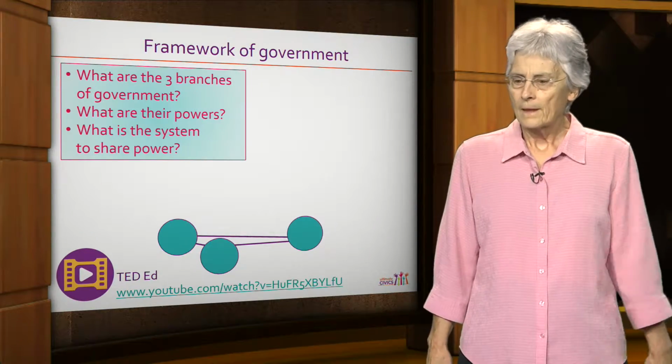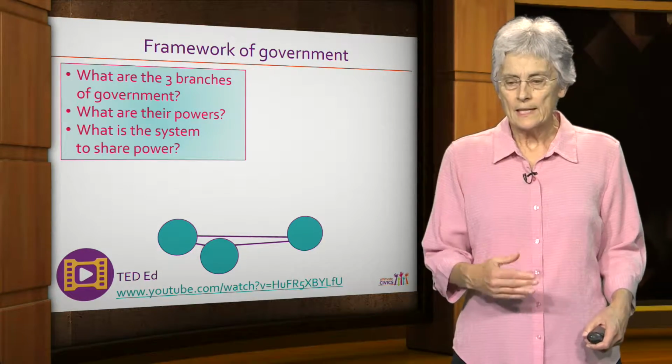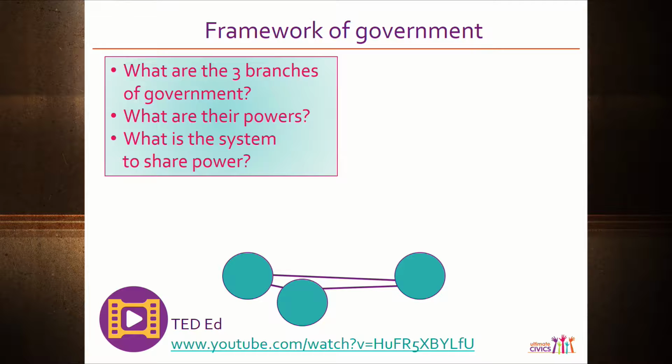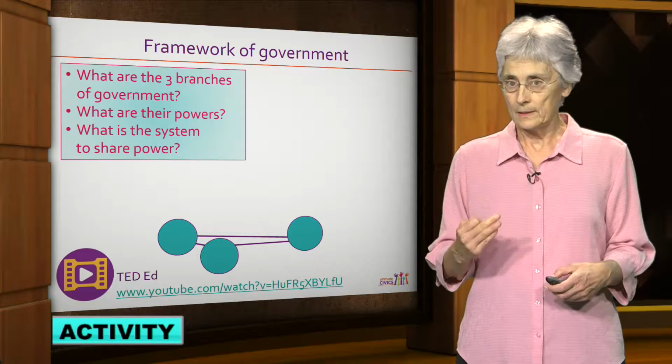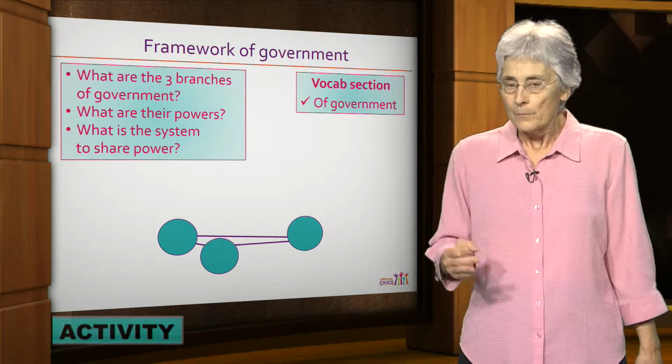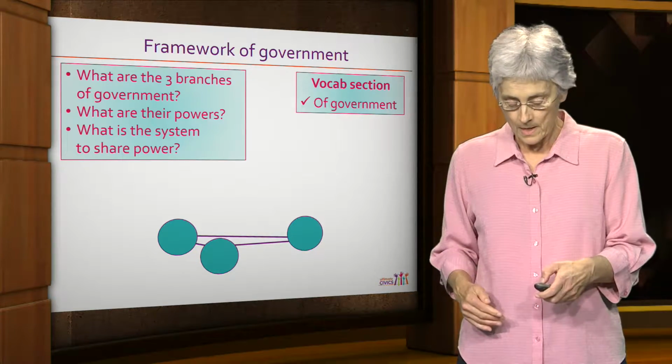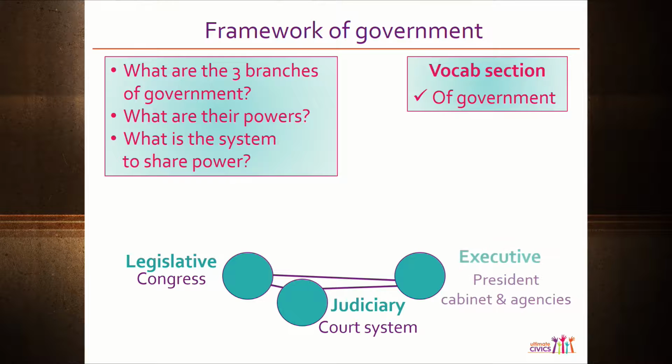We are going to look next at a TED Ed film that explores how is power divided in the United States government. We will follow that with a small group activity to discuss the film, and in particular, what are the three branches of government, what are their powers, and what is the system to share power. The small groups will be using the whole entire vocab section of our government. And as we come back, people then share their answers, which is, for starters, the three branches of government.